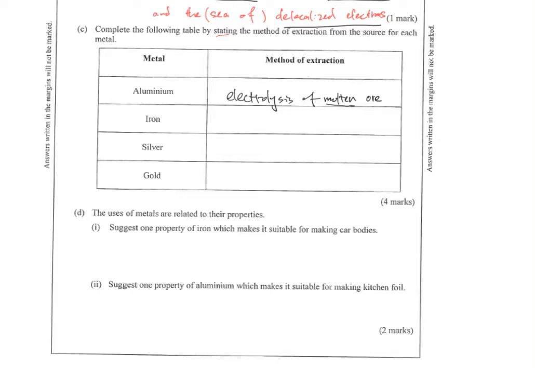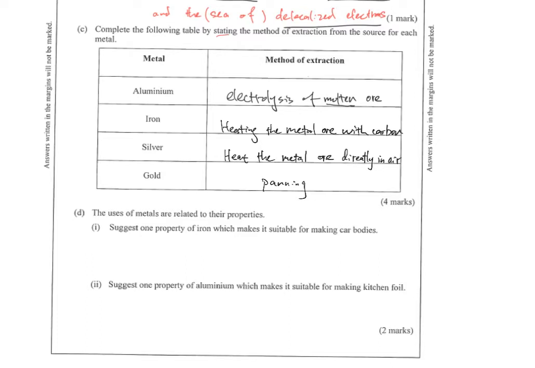with carbon, right? So you can write heating the metal with carbon, okay? Then you use the method we call carbon reduction. For silver, this is the third group, similar to mercury. So we heat the metal ore directly in air, okay? And for gold, we just use a simple physical method, panning. We can solve the problem.